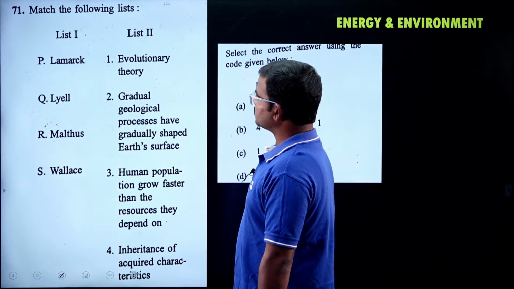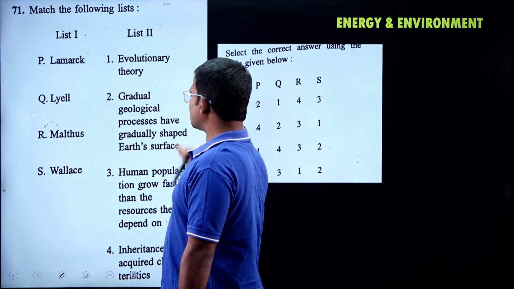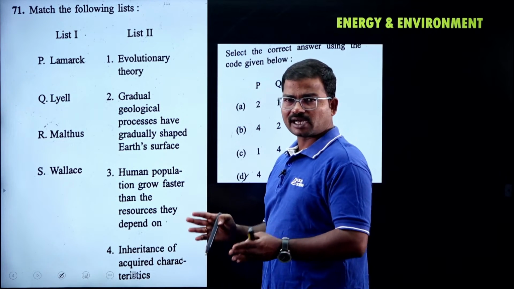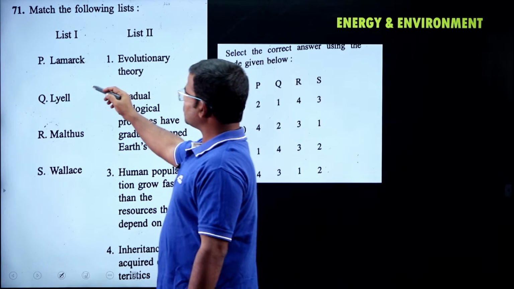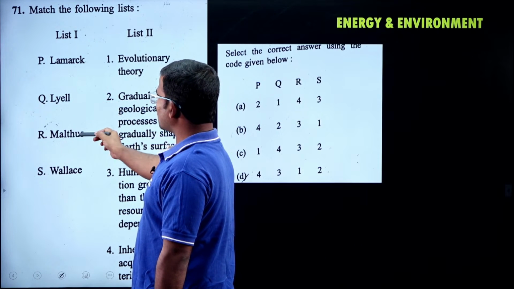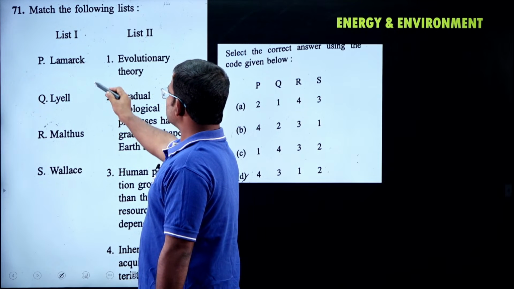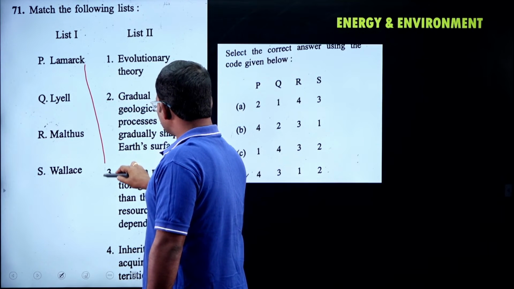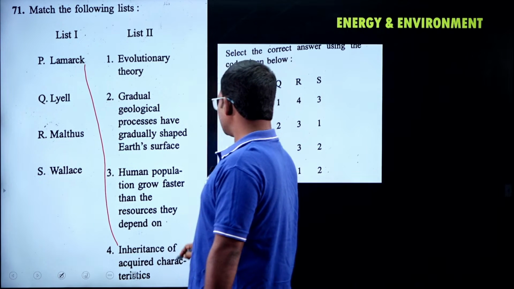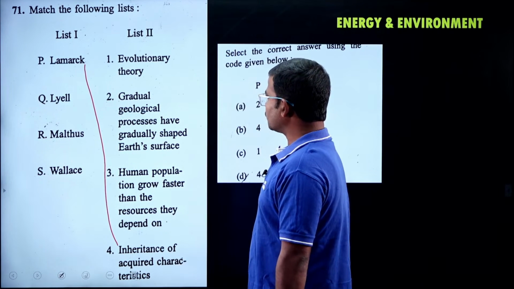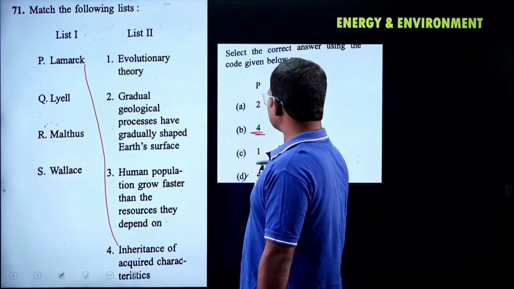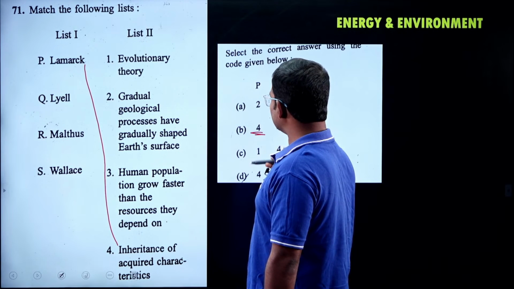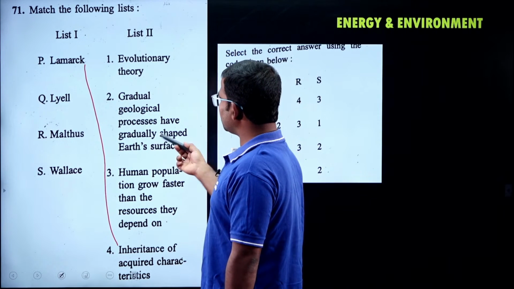Next, match the following list. This terminology is actually given in the NCERT textbook, which concerns 9th and 10th biology concepts. Lamarck, Lyell, Malthus, and Wallace. Lamarck concerns the inheritance of acquired characteristics, so that's the fourth one. Here two options have the same kind of choices, so we have to pick up the next one.